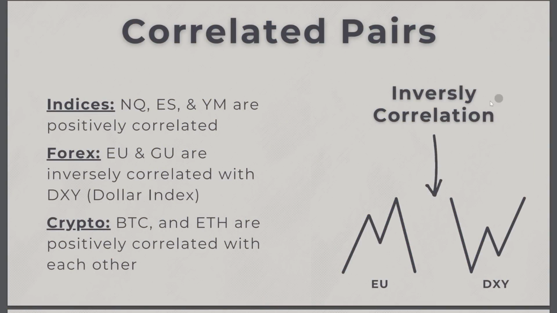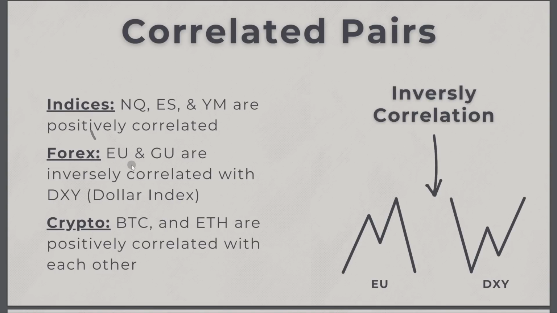Now, when talking about the correlation between pairs, we have the big three indices. They are positively correlated: NASDAQ, S&P 500, and the Dow Jones. Those three big ones usually tend to move in the same structure. So especially on the higher time frame, if NQ is making a lower high, then S&P 500 is going to tend to do the same unless we have an SMT, and that's what we're going to discuss in the next slides. Now, we have positive correlation and we have inverse correlation. But let's talk about the forex pairs.